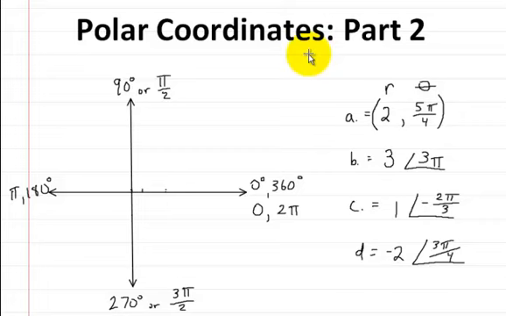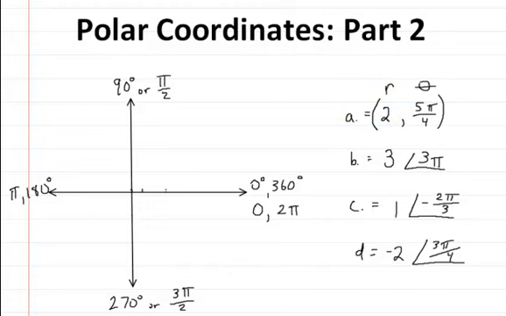This is the video on polar coordinates, part 2. So here we're just going to work on plotting, doing a few more plots first. So let's try to plot the first one, A. And by the way, if some of this doesn't make sense, I recommend that you go back and check out part 1. I go into more detail about explaining all the parts of these polar coordinates.